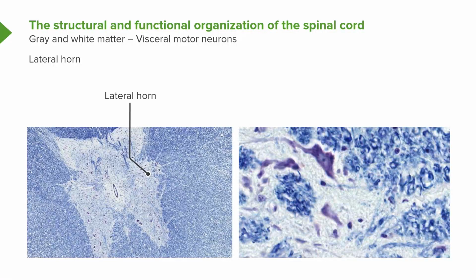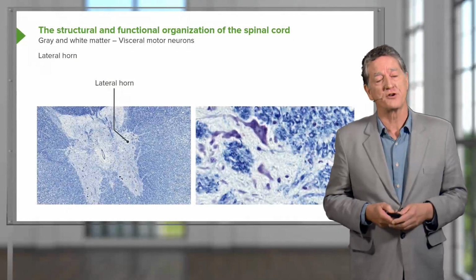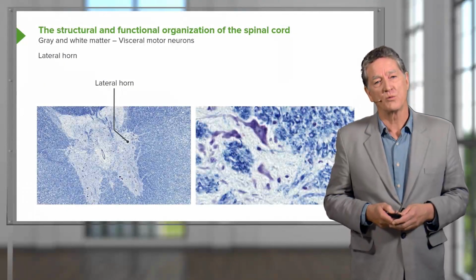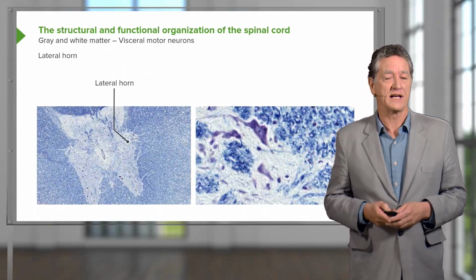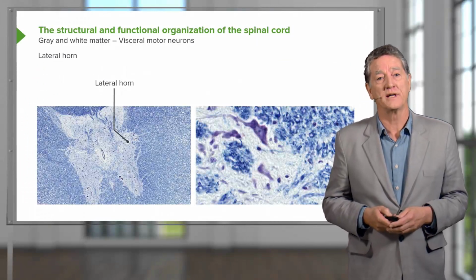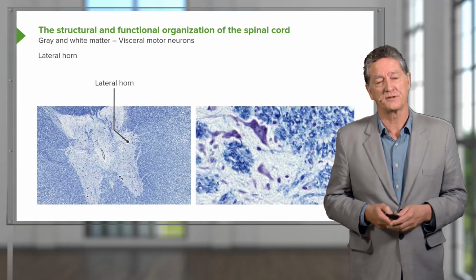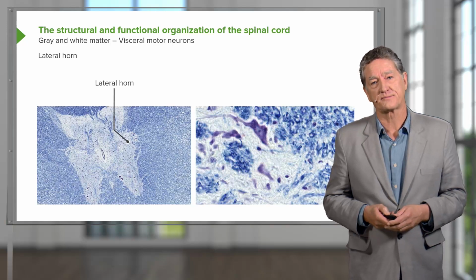So just have a look at this image on the left-hand side. Look where the lateral horn is located, and just test yourself whether you've remembered what sort of neurons are associated with the dorsal horn and what sort of neurons are associated with the ventral horn. As I said, it's very, very important that we remember that because it's going to be very important later on.